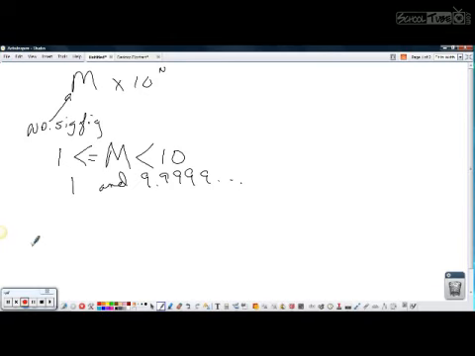M is always bigger than or equal to 1. It might be 1, but it's not going to be less than 1. Okay? And it might be 9.9999, but it will never be 10. So that's the m. The n is the power of 10.